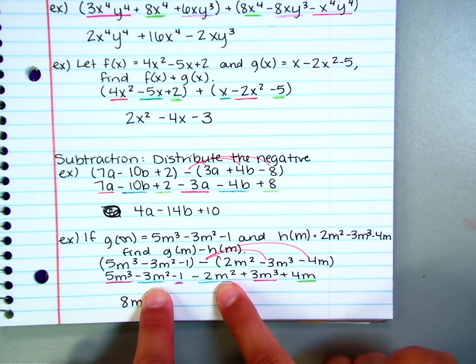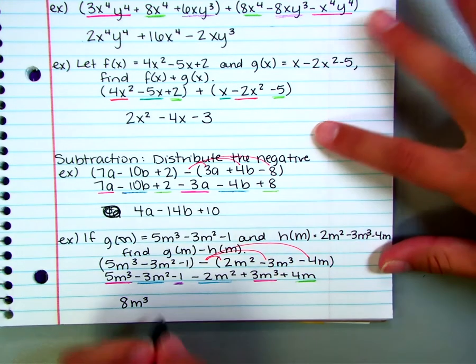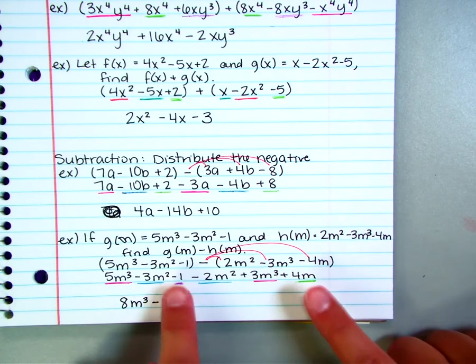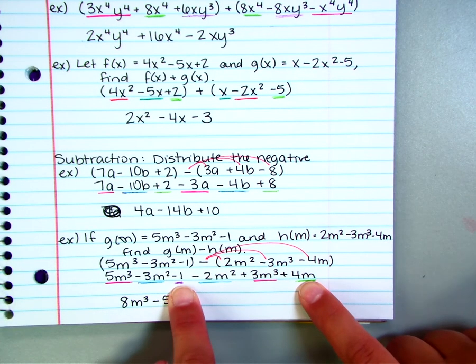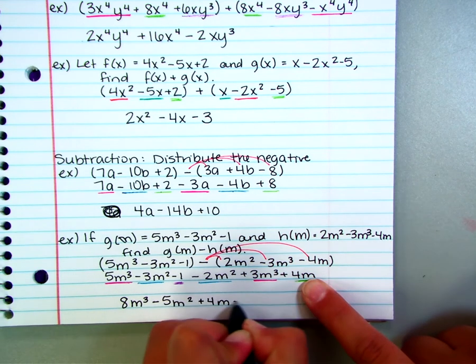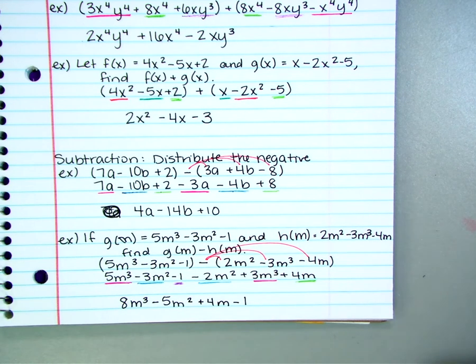Descending order says something squared comes next, so negative 3m squared minus 2m squared gives me a minus 5m squared. And I have the negative 1 and 4m next. Well, in descending order, 4m would come next, and then that minus 1. So those are two examples for subtraction.